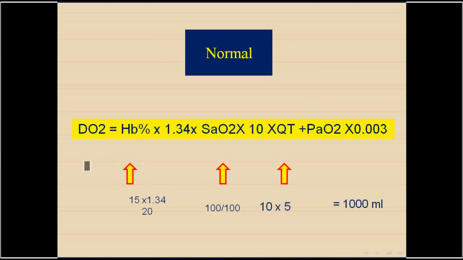Normally, this is the oxygen delivery per minute. This is about 1000 ml: 1000 ml for hemoglobin 15 grams, and the content will be 20 for normal saturation 100%, multiplied by 10 to be in liters, multiplied by the cardiac output 5, this is 1000.